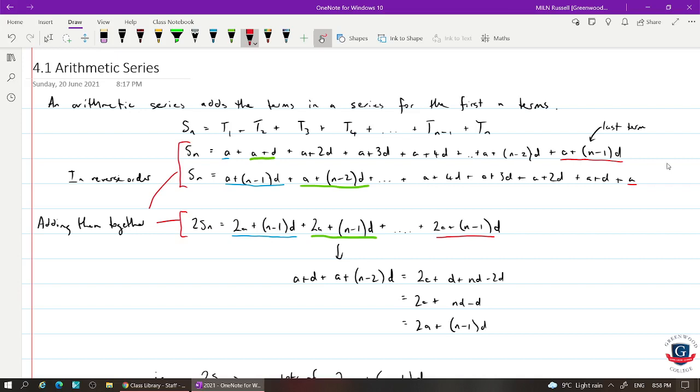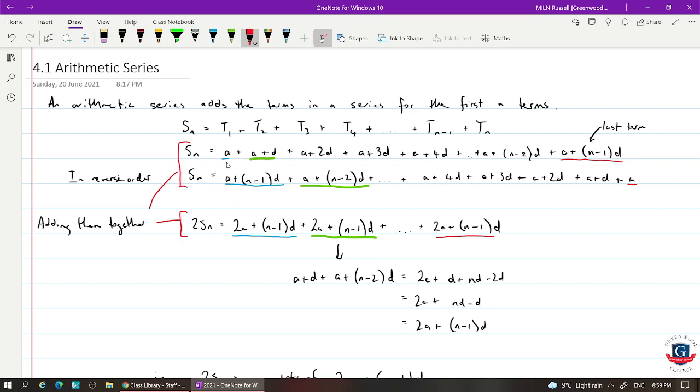Now, to get a formula for an arithmetic series where we're going to add all of these terms up, we have to do something a little bit clever. We're going to take this series here and reverse it. Put the last term first and then the second last term all the way down to the first term. And then we're going to add them together. So if we add all of these with all of these, we're going to get twice the sum. So that's our first idea.